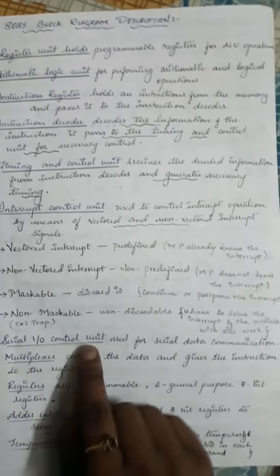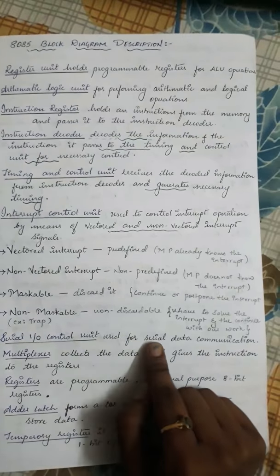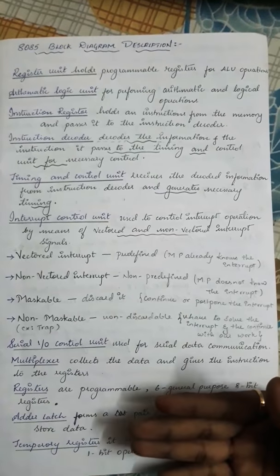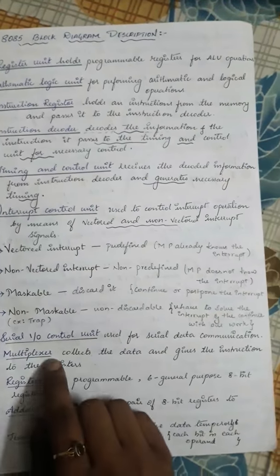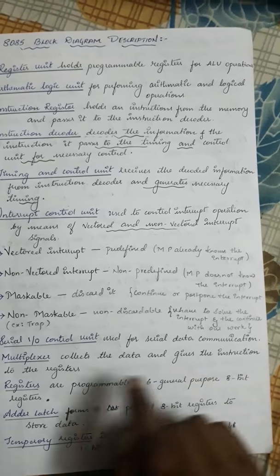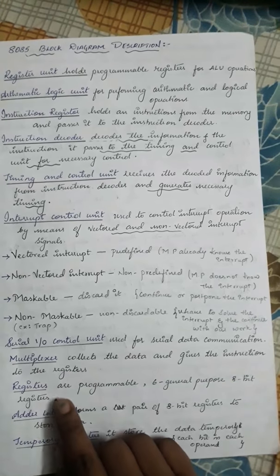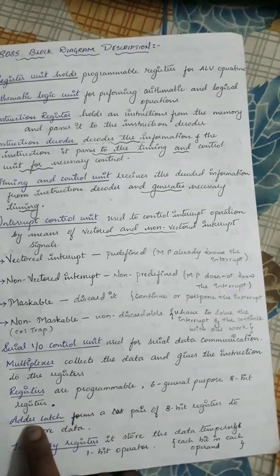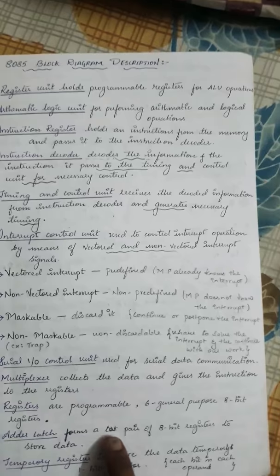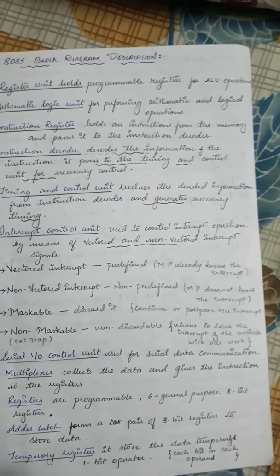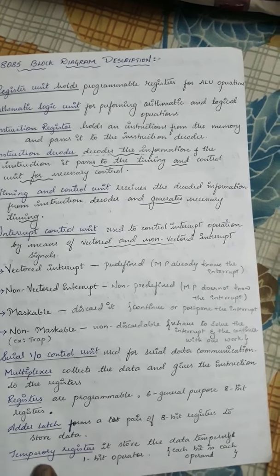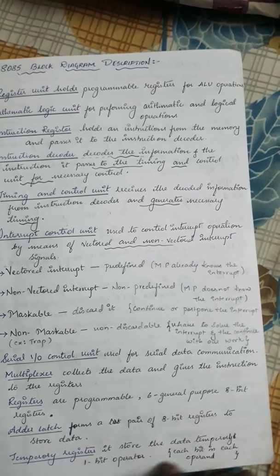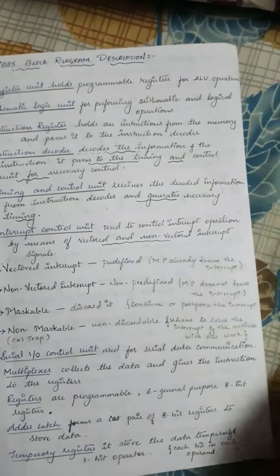Now, the serial input and serial output control unit is used for serial data communications, where at the same time you can pass the input and pass the output. The multiplexer collects the data and gives the instruction to the register. Registers are programmable, general purpose 8-bit registers. The adder latch forms a pair of 8-bit registers to store the data. The temporary register stores the data temporarily, one bit of the operator, each bit in each operand.